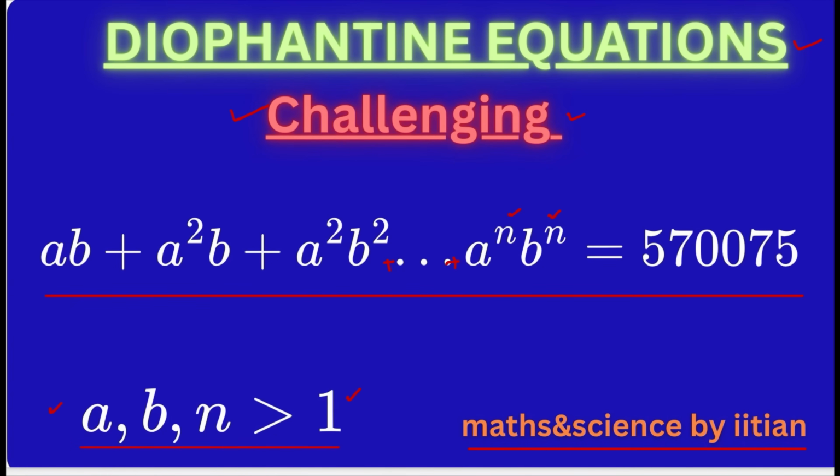Useful for IIT JEE and also Maths Olympiad, IMO, International Mathematics Olympiad, and other Mathematics Olympiad examinations and higher level examinations like CSIR Mathematics. Let's go for solving it.